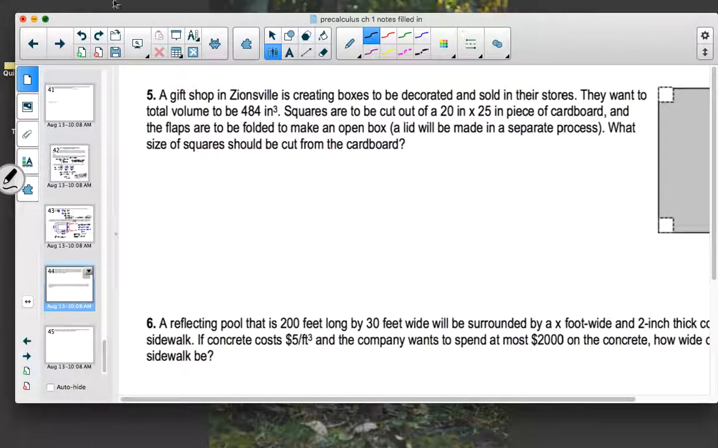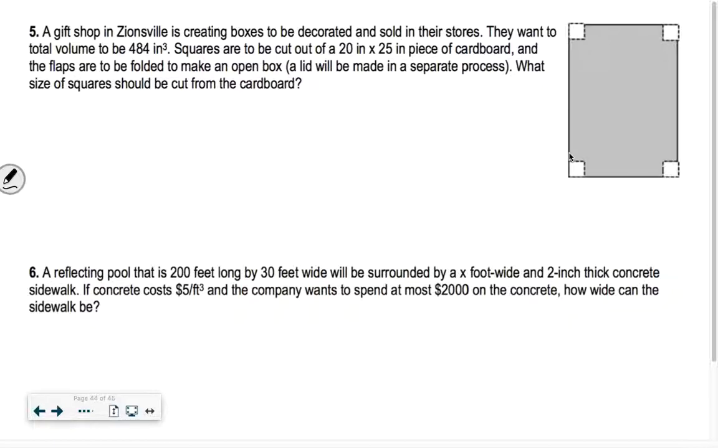Number 5 says, a gift shop in Zionsville is creating boxes to be decorated and sold in their stores. They want the total volume to be 484 cubic inches. Squares are to be cut out of a 20 by 25 inch piece of cardboard, and the flaps are to be folded to make an open box. A lid will be made separately. We call it an open box when there's no lid on it. So what size of squares should be cut from the cardboard?